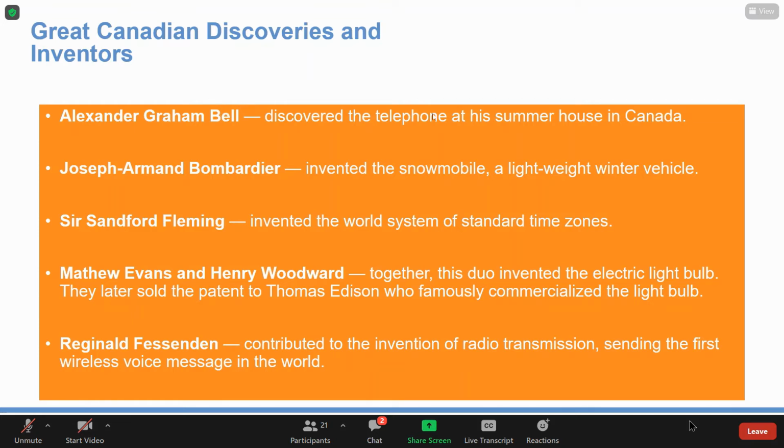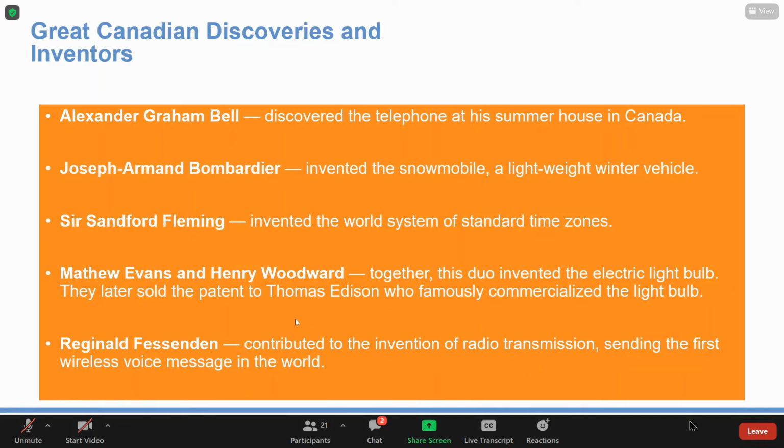So, you know, that could connect it to the telephone if it's easier. And then you have the people who invented the snowmobile as well, which is Joseph Armand Bombardier. He invented the snowmobile, which is what we use right now in the snow, widely used in snow areas. And then you have Sir Sandford Fleming, who invented the system for time zoning for the world. This was also invented by a Canadian, Sir Sandford Fleming.